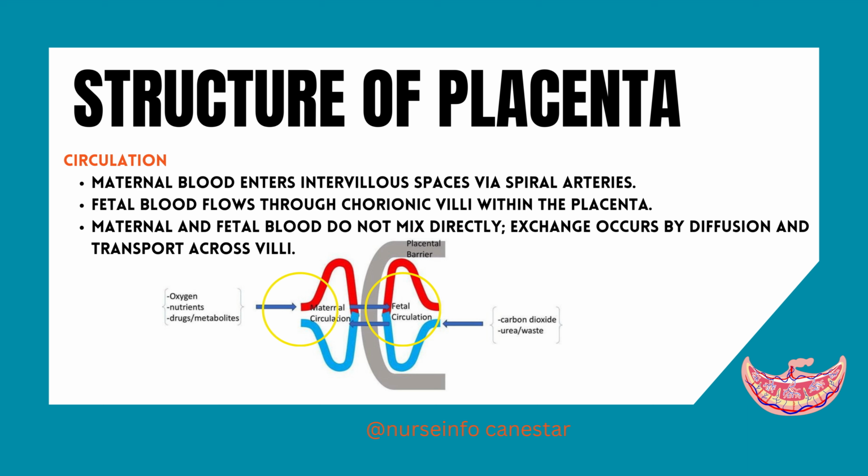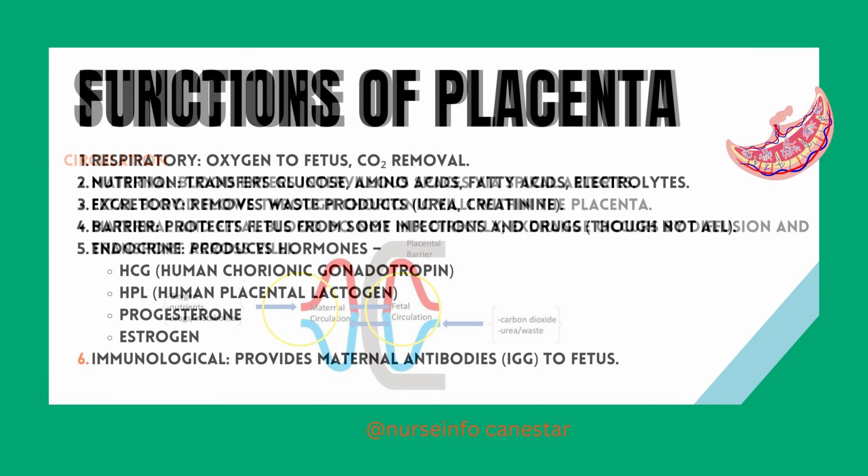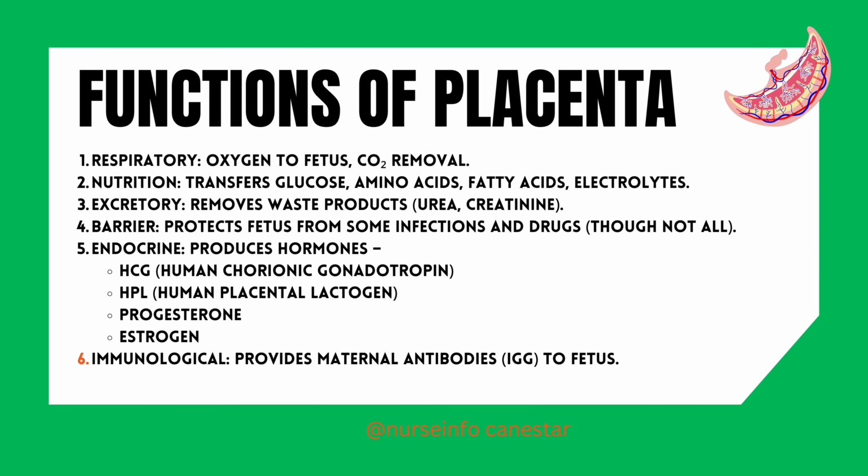Circulation. Maternal blood enters intervillous spaces via spiral arteries. Fetal blood flows through chorionic villi within the placenta. Maternal and fetal blood do not mix directly; exchange occurs by diffusion and transport across villi.